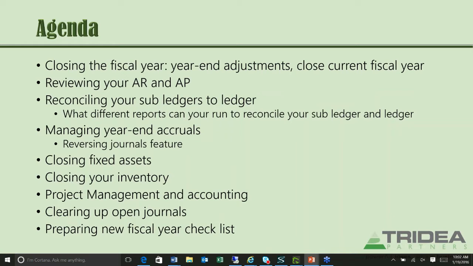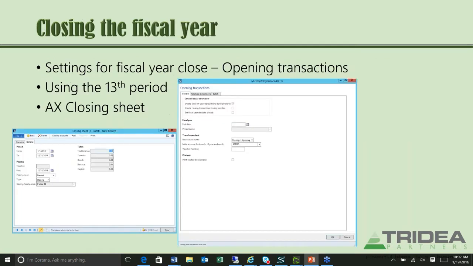So the agenda here is a mix of tasks and actual requirements to close the end of the year. We've got closing the fiscal year, reviewing your AR and AP, reconciling your subledgers to ledger, managing year-end accruals, closing fixed assets, closing inventory, project management and accounting, clearing up open journals, and then preparing a new fiscal year checklist. So with that, we'll go on to the next slide, and we'll turn it over to Thomas.